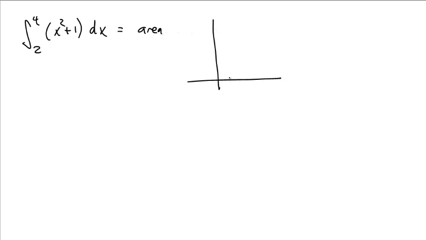Okay, let's try one example of using a Riemann sum to evaluate an integral. Let's say we have an integral like the integral from 2 to 4 of x squared plus 1 dx. That is to say, we want to know what is the area under the curve. Let's see, 1, 2, 3, 4. x squared plus 1 at 4 goes up to what? 17. It's a parabola that goes like this.